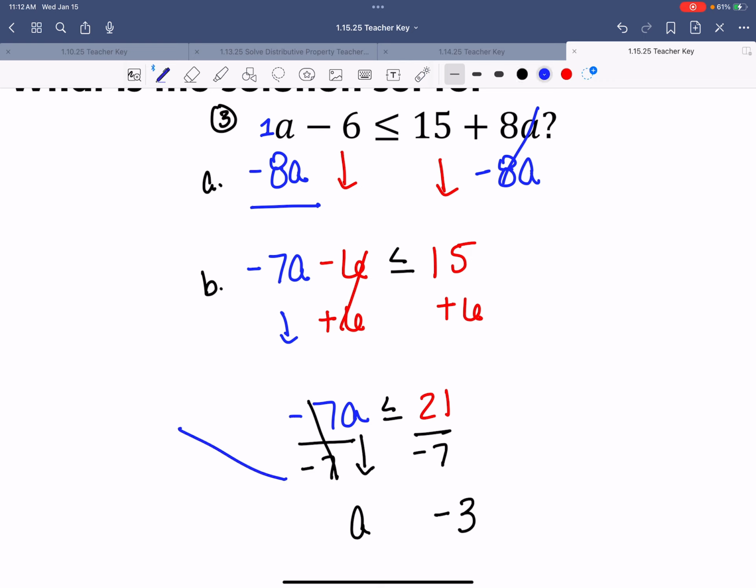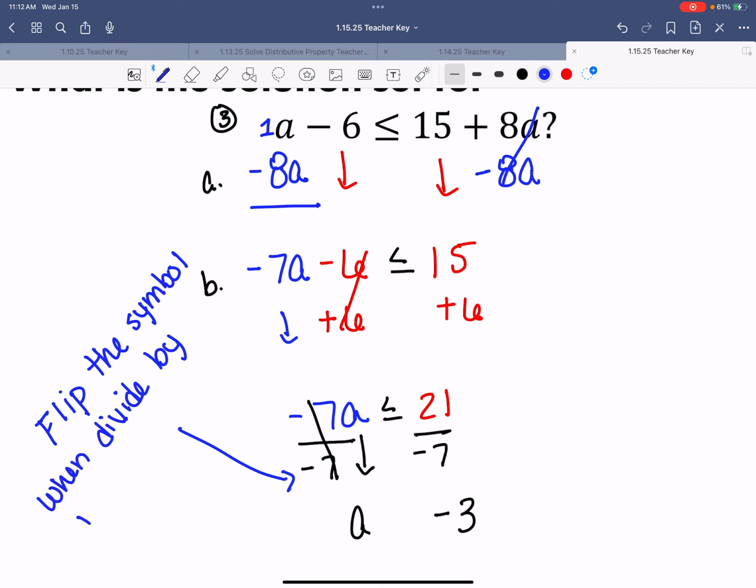Again, I divided by a negative, so I'm going to flip the symbol when I divide by a negative number. So now the symbol becomes greater than or equal to. And then that would be your final answer.